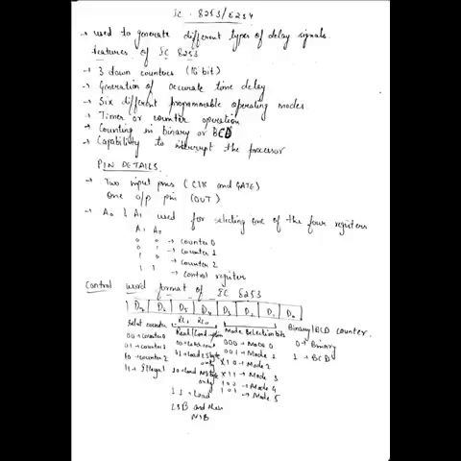In the features of IC8253, we have three down counters, three 16-bit down counters, which are called channels. Second, 6 different programmable operating modes. The third is generation of accurate time delay. The fourth is timer or counter operation. The fifth is counting in binary or BCD. The sixth is capability to interrupt the processor.